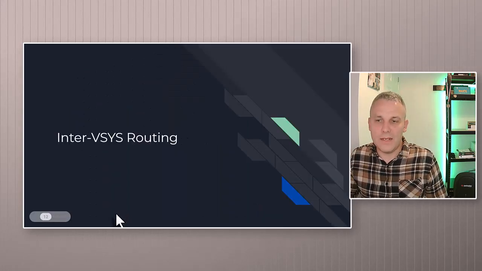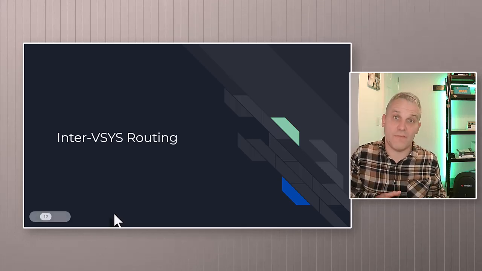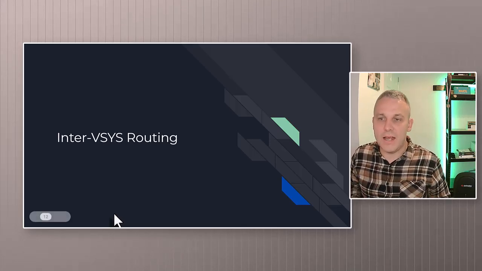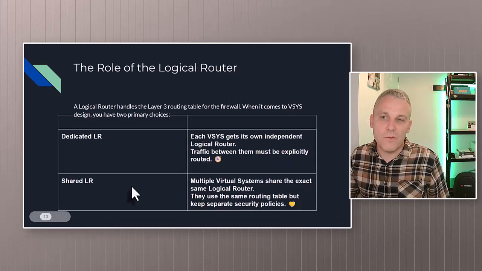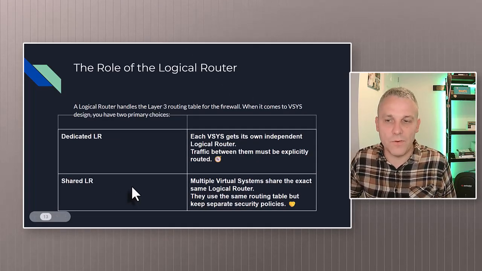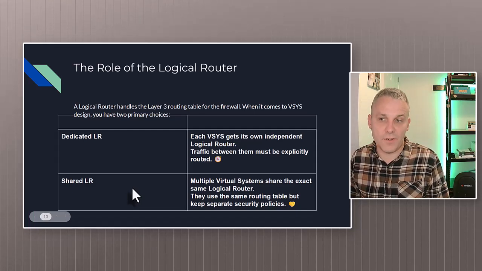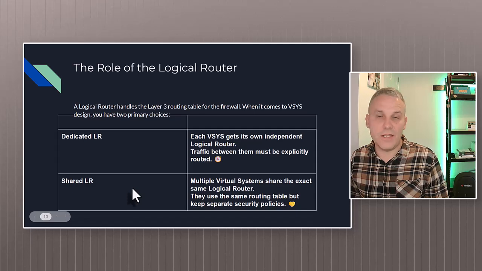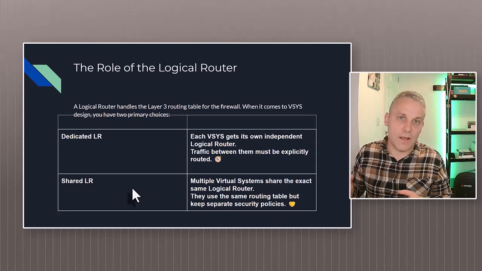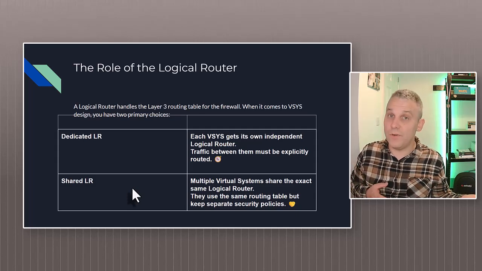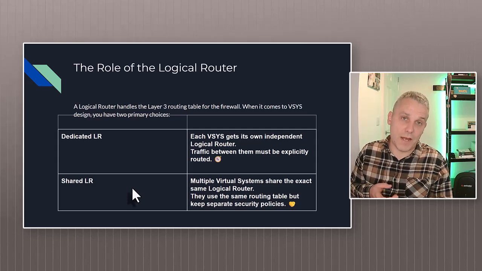When we are thinking about virtual systems, a lot of the time we want to end up routing traffic from one VSYS to the other. So there are going to be some different options around that. One of the first things we have to think about is whether we're going to use a dedicated logical router or a shared logical router. If you're using a dedicated logical router and you want to route traffic from one VSYS to the other, you would have to have a route to the next hop being the next logical router, and you would have to have a return route back as well.